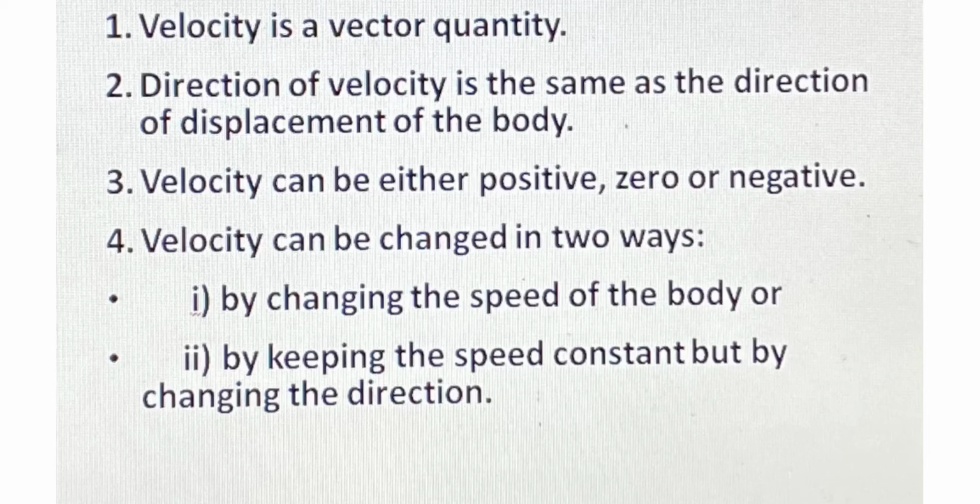Suppose that the velocity of a car is 25 km/h from A to B, that is, the car is going from A to B. Now after some time, its speed changes from 25 to 26 km/h and it is moving from A to B only. So here velocity is changing due to change in speed. And suppose that it is moving with 25 km/h only, but instead of going from A to B, it is now going from A to C. Then here direction is changed. Then also its velocity is changing.